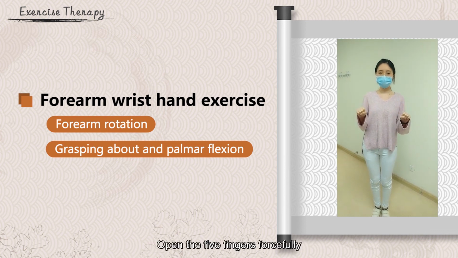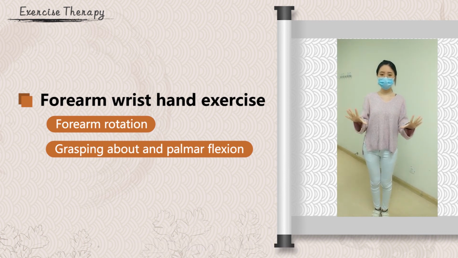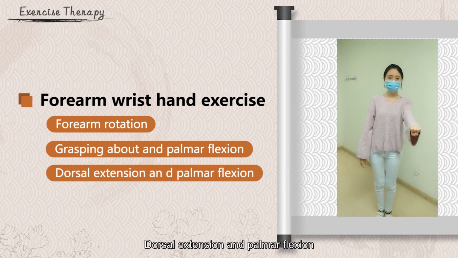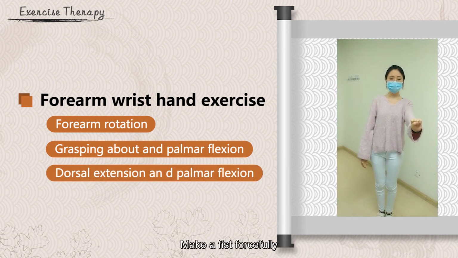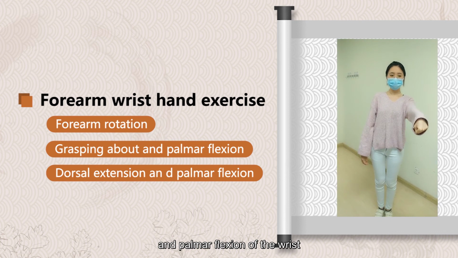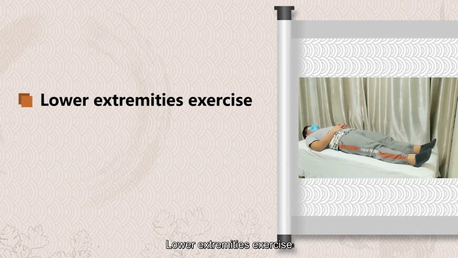Grasping and palmar flexion. Open the 5 fingers forcefully. Then grasp and perform palmar flexion. Repeat many times. Dorsal extension and palmar flexion. Make a fist forcefully. Perform dorsal extension and palmar flexion of the wrist. Repeat many times.